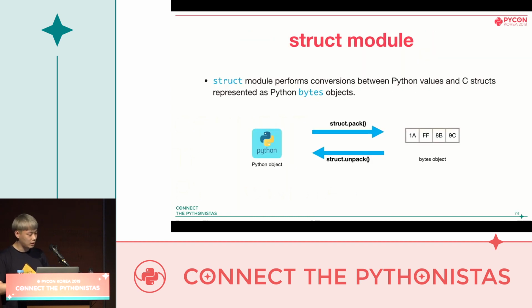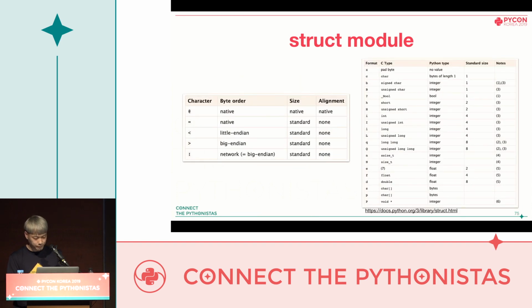So what I would recommend is to use the struct module. If you have some arbitrary primitive Python object, you can use the struct module in the Python library. What the struct module does is perform conversion between Python values and C structs. So when you call struct.pack, it converts a Python object to a bytes object. And when you call struct.unpack on a bytes object, it converts back to a Python object. And as you can see from the left, you can customize and control endianness, little endian or big endian.